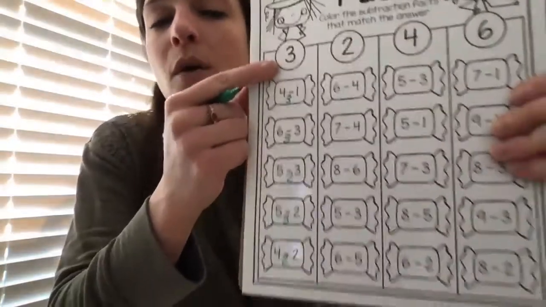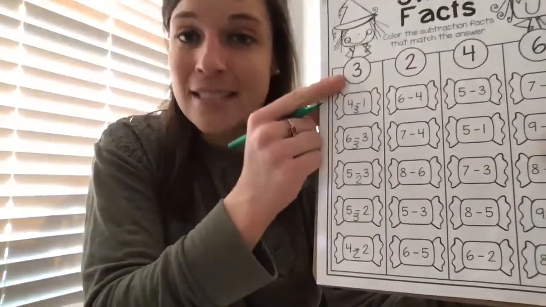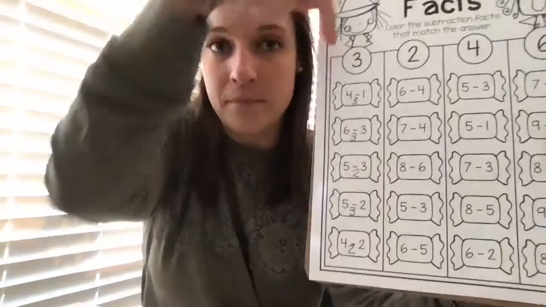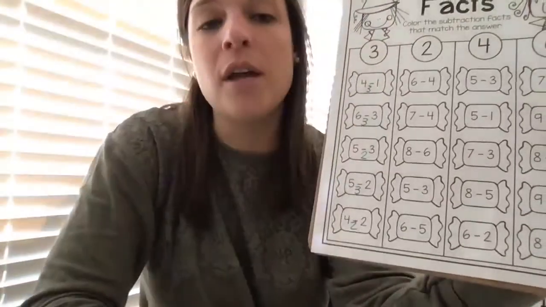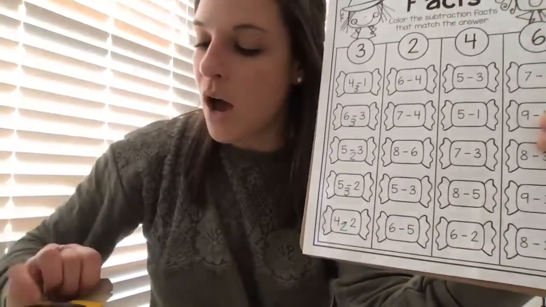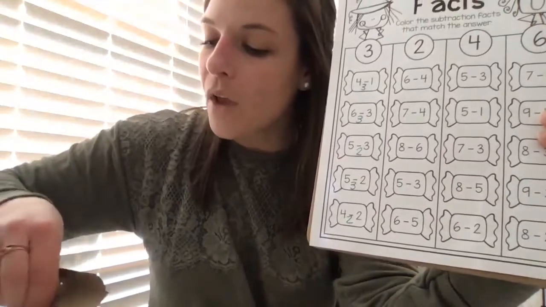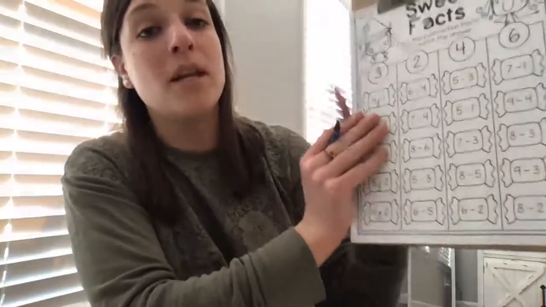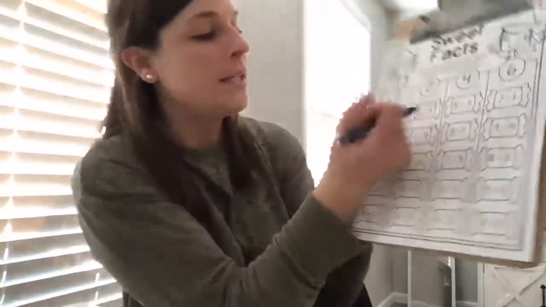Okay. Now, what number is at the top of this column? 3. So if I answered 3 to any of the subtraction sentences in this column, down here below the 3, I am going to color it. If it does not equal 3, I do not color it. So I am going to show you, I'm not going to take my time because I just want to show you very quickly, but I do want you to take your time to color nice and neatly.